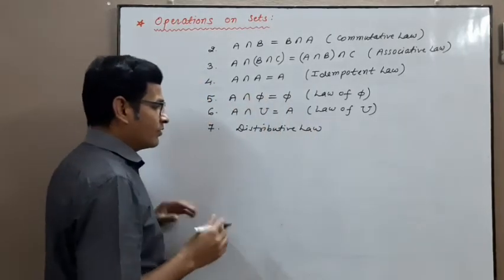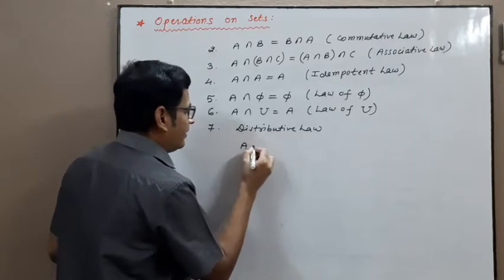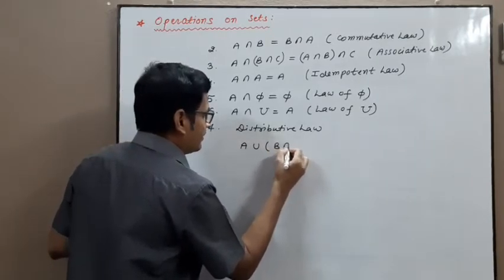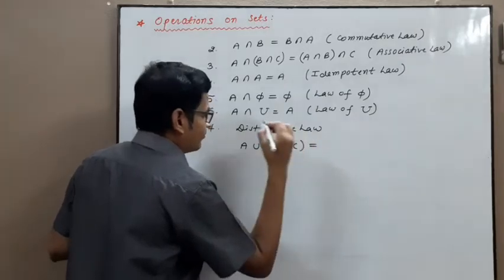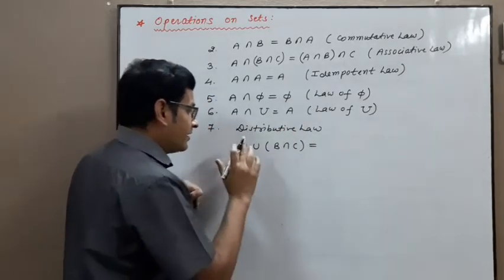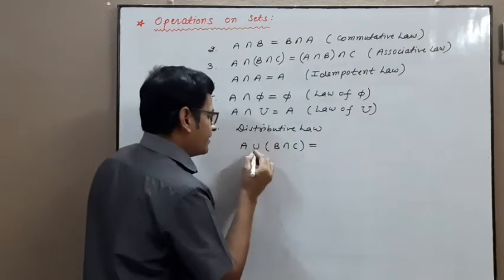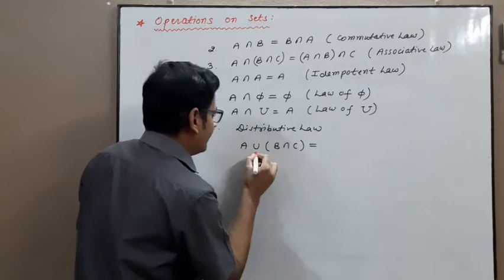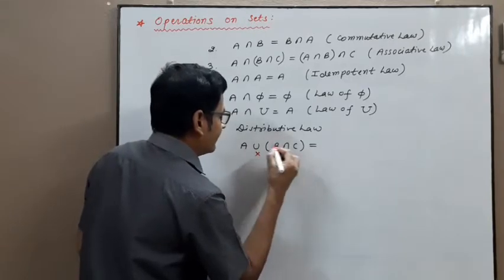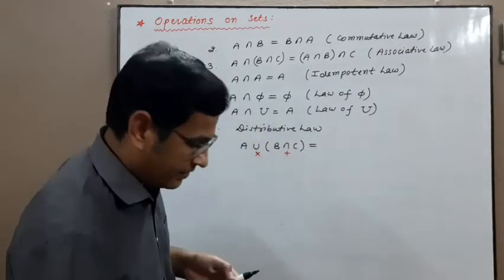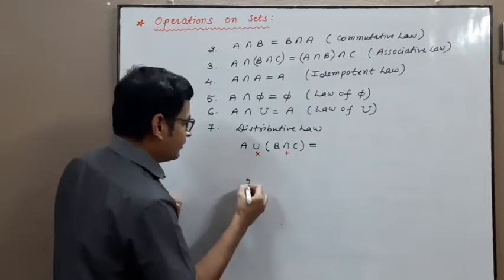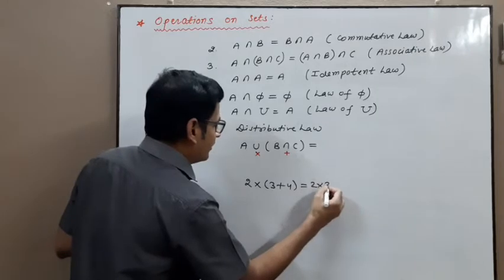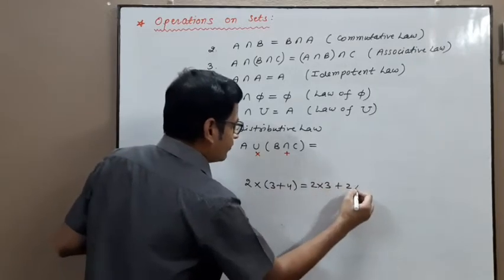Now there are two distributive laws. A union B intersection C is equal to... For either union or intersection outside, just consider it as multiplication, and for inside, just consider it as plus, and expand. For example, I am giving an example: 2 into 3 plus 4. Then we write 2 into 3 plus 2 into 4.